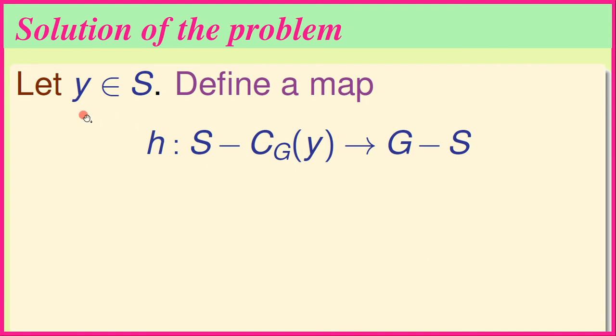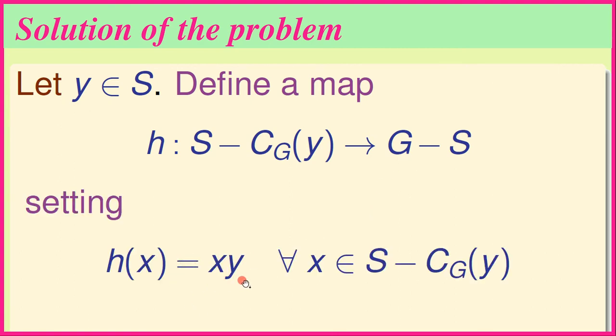So we choose an element y from S arbitrarily and define a map h from S minus the centralizer of y to the complement of S in G, setting h(x) equal to xy for all x in S minus the centralizer of y in G. Now to see that this map is well defined, that means whether xy for x lying here belongs to G minus S. Now since x is in the complement of the centralizer of y, x and y do not commute with each other.